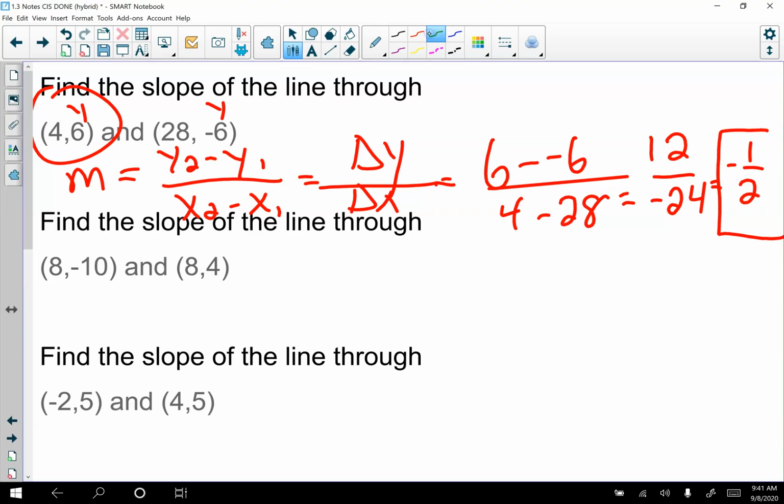Next one. Change in y over change in x. So that's going to be, here's my y's, -10 minus 4, and 8 minus 8.